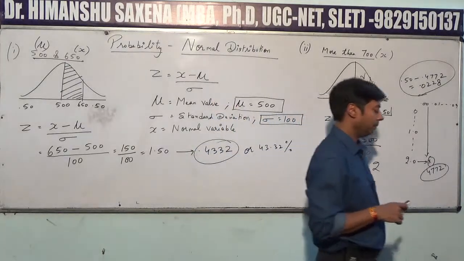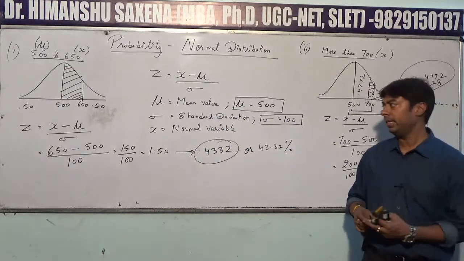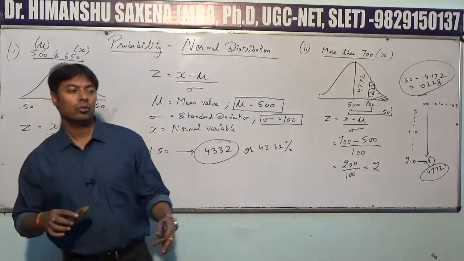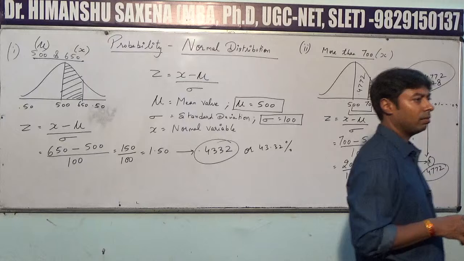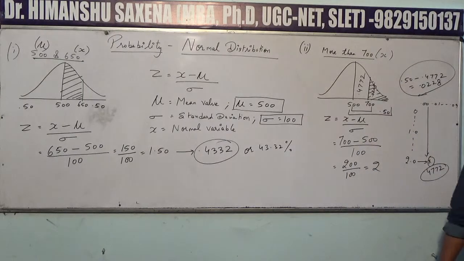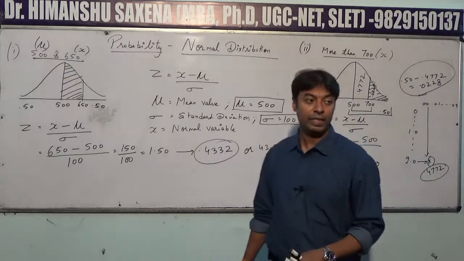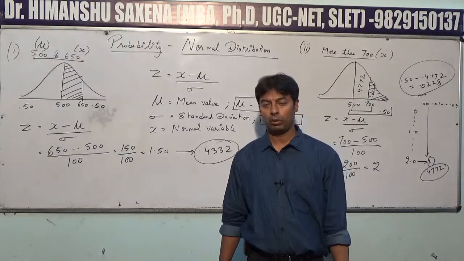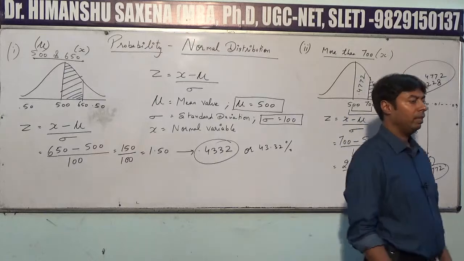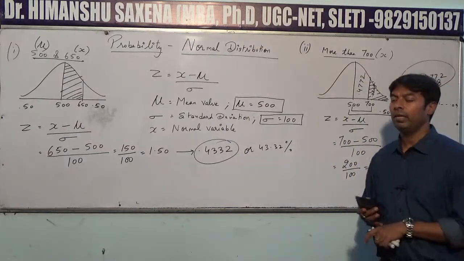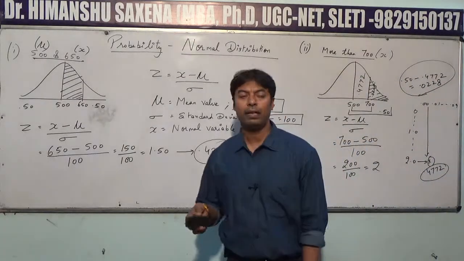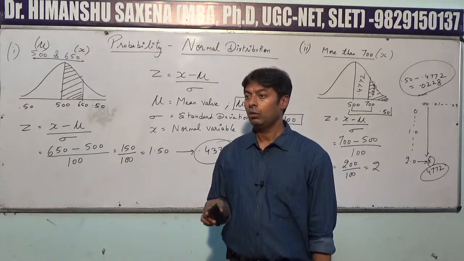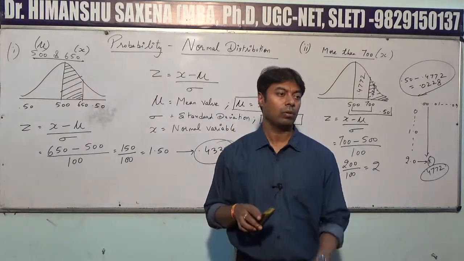The third part: find the probability that a student will take between 550 and 650 hours to complete the program.